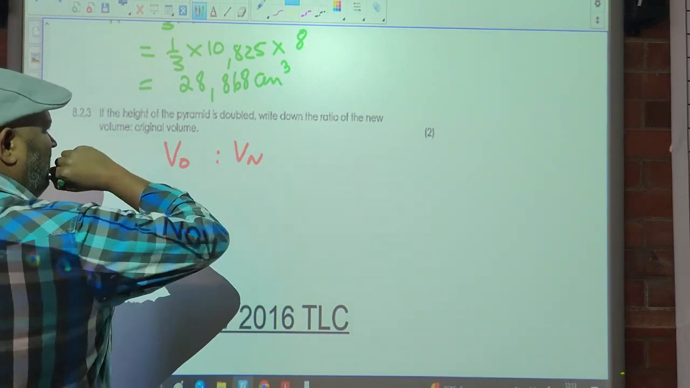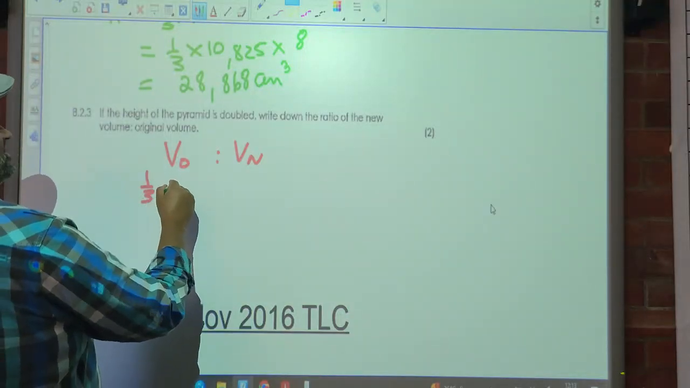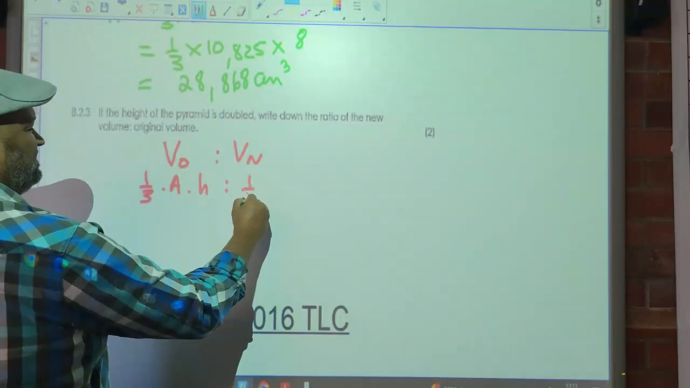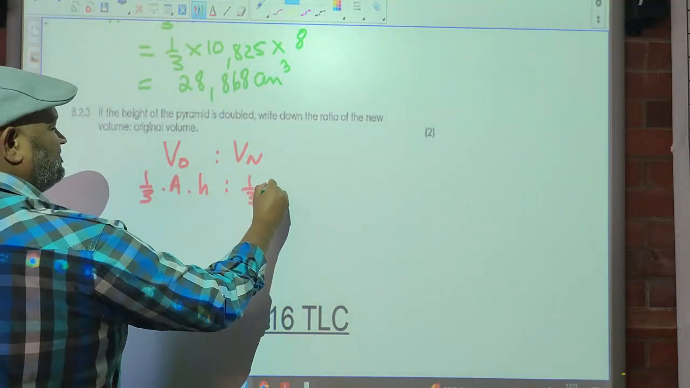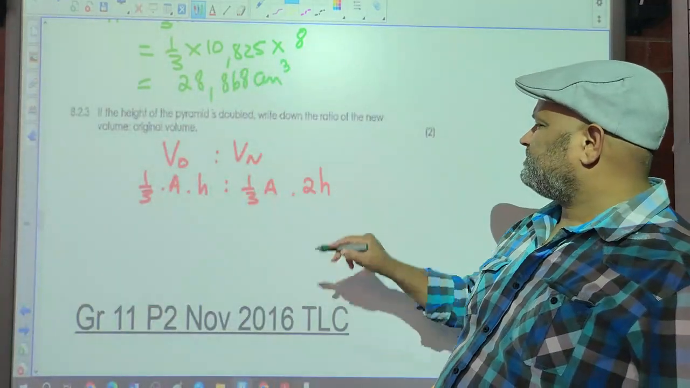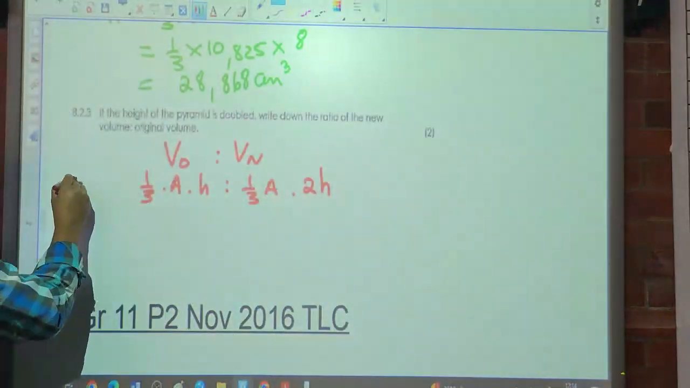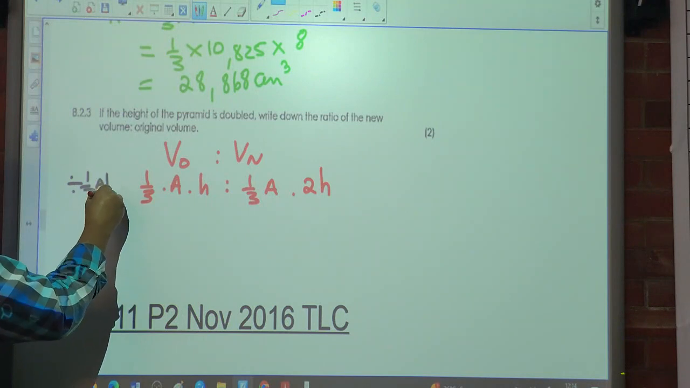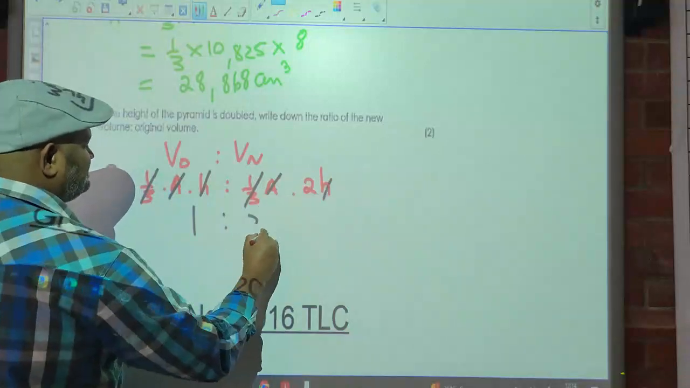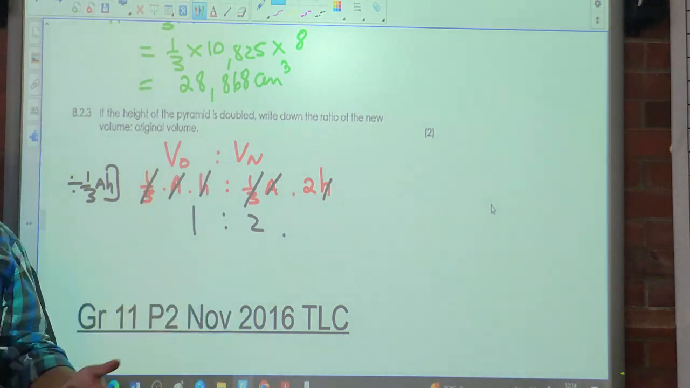The original volume is a third area of base times height. And then the volume of the new one is going to be a third, the area of the base remains the area of the base, times the height, which is doubled. So it's 2h. Can you see that, people? So I divide by a third, so that cancels, so it's 1. That cancels, and the h cancels. So it's 2 is to 1. If you had written Vn first, I wrote it the other way around, so 1 is to 2.